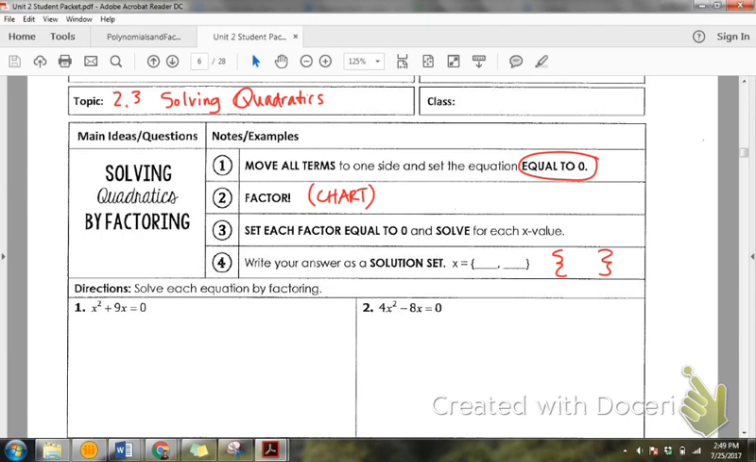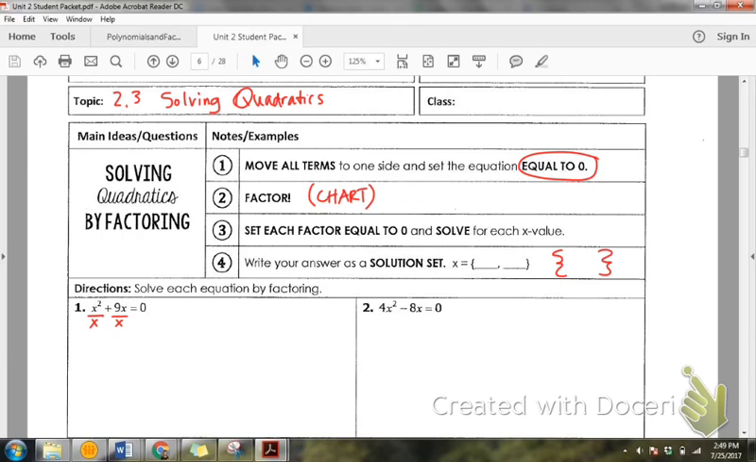Okay, the first thing we always look for is what? GCF. Is there GCF in number 1? Yes. Well, first of all, step number 1 says make sure it's equal to 0. Is it equal to 0? Okay, perfect. Step number 2 is to factor it. And we always check for a greatest common factor. They said the greatest common factor was x, so we're going to divide by x.